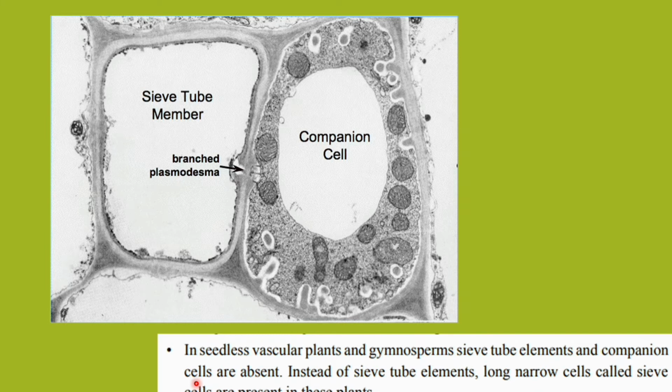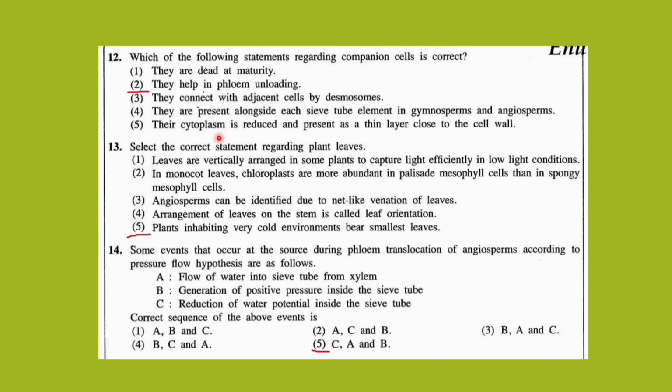The fifth statement, their cytoplasm is reduced and present as a thin layer. That is wrong. When you compare the companion cell to the sieve tube element, they have a thick cytoplasm and they contain most of the organelles needed for the functioning of the sieve tube element. So the fifth statement is wrong. The answer is the second one. The 13th question, select the correct statement regarding plant leaves.